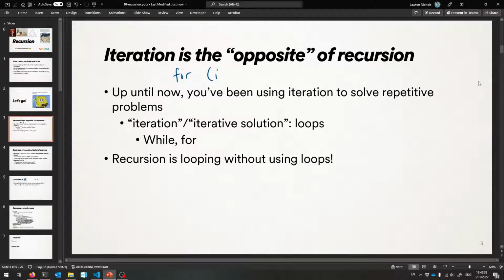So you know how to make a for loop. For int i equals 0, i is less than 42, i plus plus, and then you solve your repetitive problem inside of the loop body. That's iteration. Using loops is iteration. So iterative solutions mean you're using loops. You've got your while, you've got your for. Recursion is when you loop without using loops. So without a while or without a for. It's very weird to think about, I know, but I will show you that there is a third option.